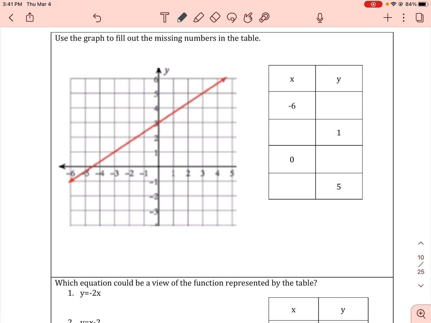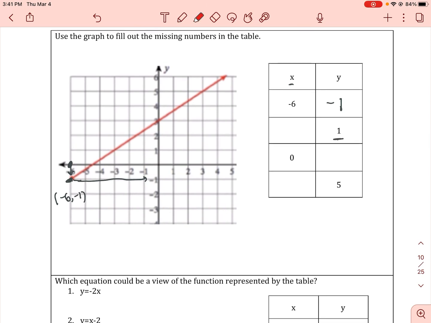Use the graph to fill in the missing numbers. So when my x value is -6, here's -6 on my x value. I come down to this point right here, and I see that my y value is -1, because this point is the point -6, -1. Now when my y value is +1, there's the point. That is the coordinate -3, 1. So my x coordinate here is -3.